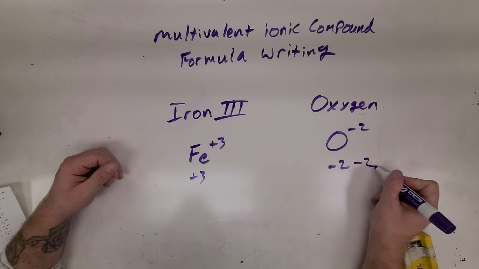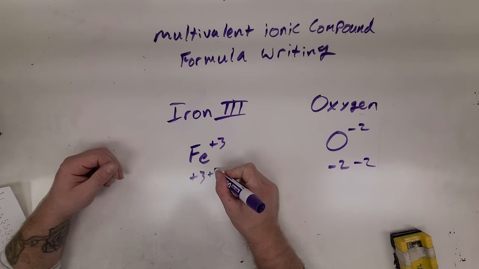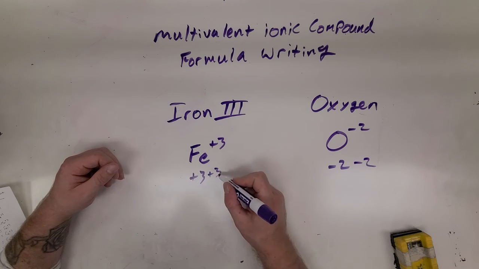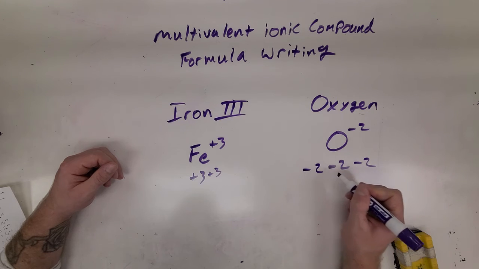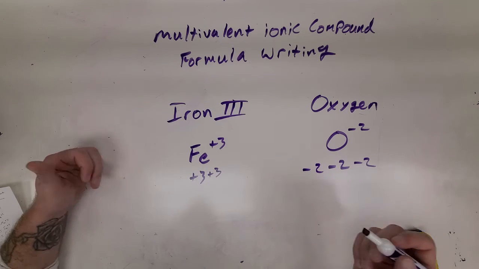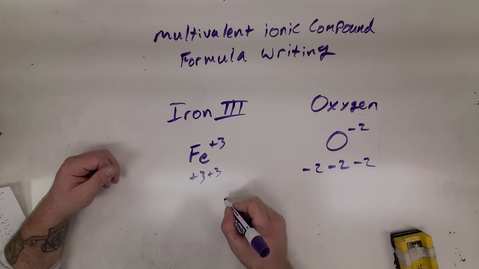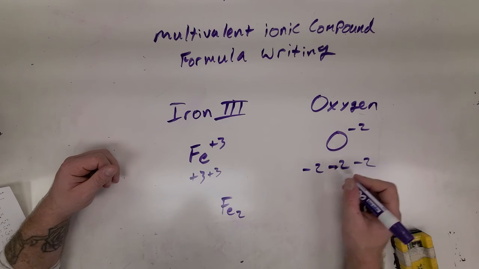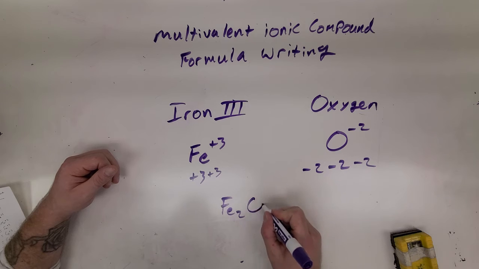We need more oxygen, more iron. 2, 4, greater than 3, add 3, now we have 6, -2 there, 2, 4, 6, 3, 6. We're good to go. That evens out, so we write that: Fe2O3.